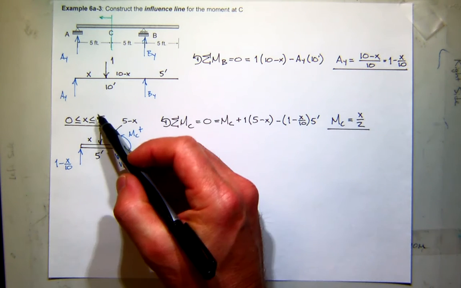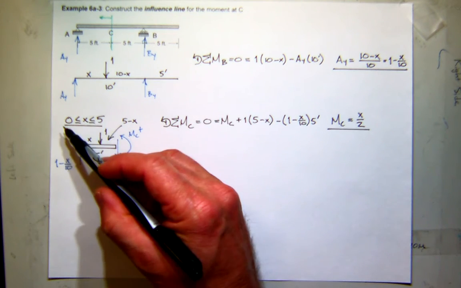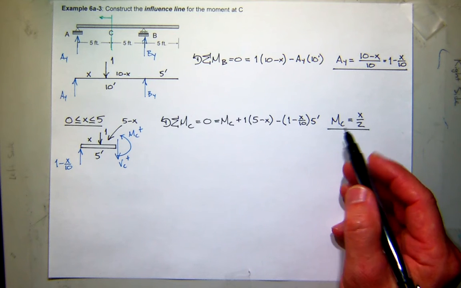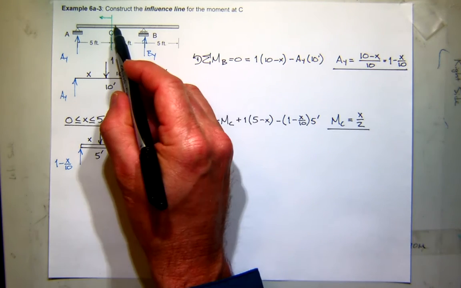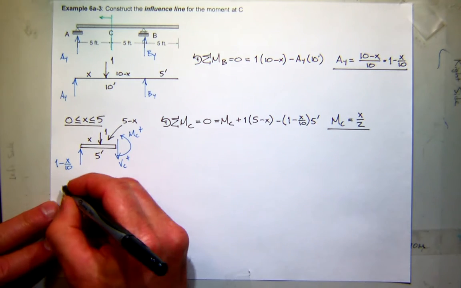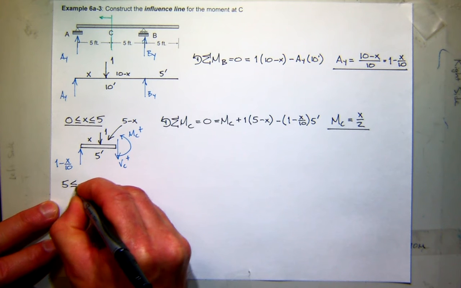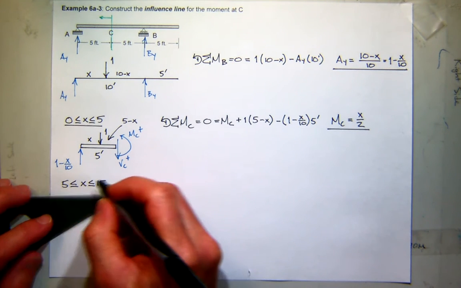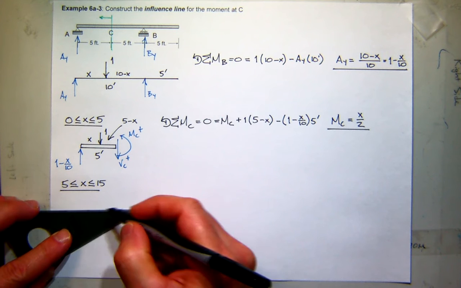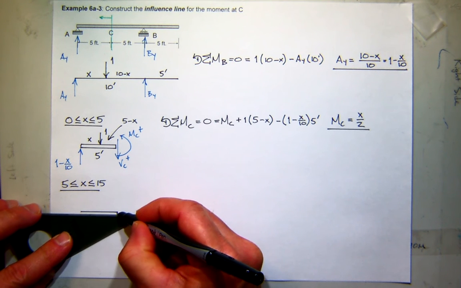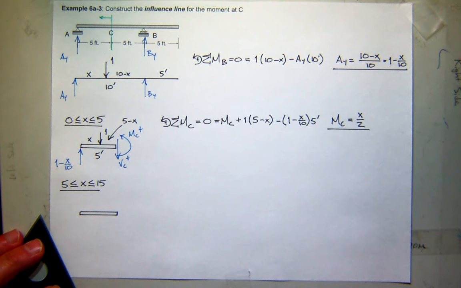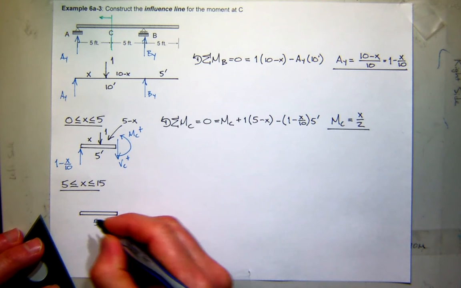So I know that when the unit load is on my beam between 0 and 5, this is the way the shear at C will respond. What about when it's over here? Well, that would be when the unit load is in the position between 5 and 15. So I'm still working the right-hand side. So that free body is unchanged in terms of the geometry. It's still 5 feet.